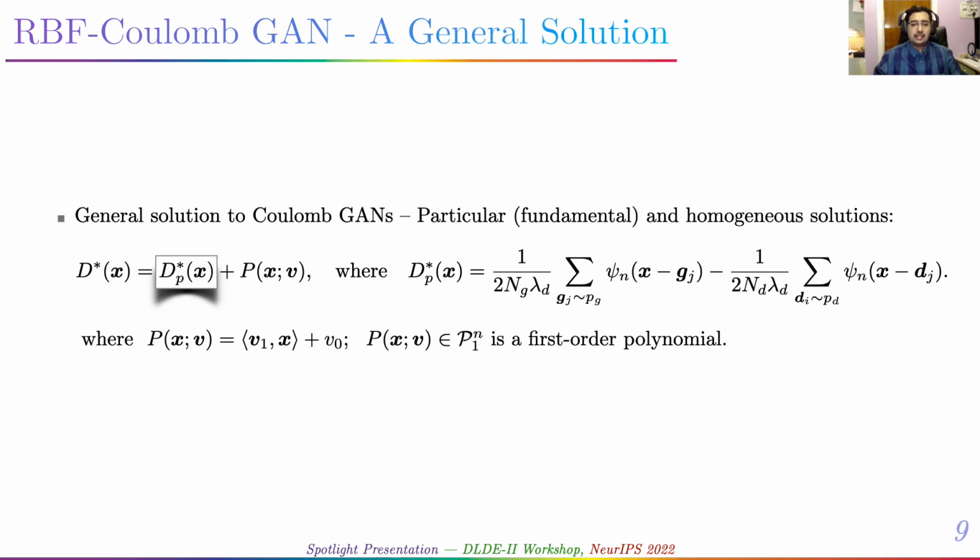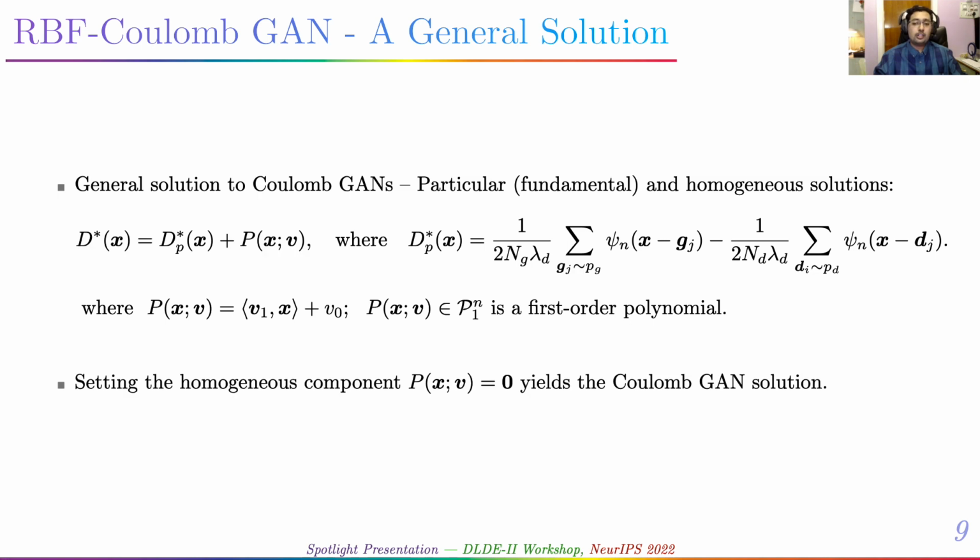Another interesting insight is that the proposed formulation is merely the particular solution to the discriminator PDE. In fact, we can now derive the general solution also incorporating the homogeneous component, which are first-order polynomials. However, the actual choice of the coefficients would depend on the boundary conditions enforced on the discriminator. While we defer a more detailed analysis of choosing the homogeneous component to an extended version, for experimental purposes in this paper, we set P to be 0 so that the solution matches the Coulomb GAN formulation exactly.